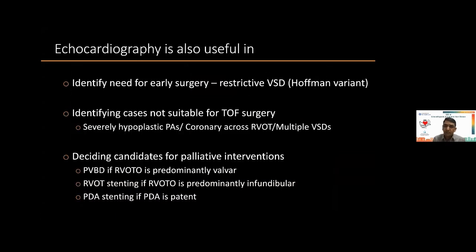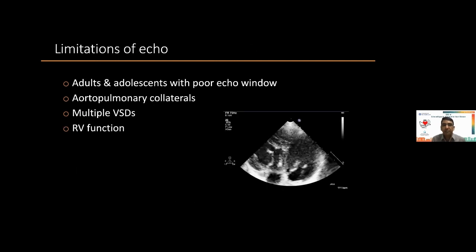surgery. So echocardiography is also useful, other than whatever I said, it's also useful in identifying the need for early surgery. As I said, restrictive VSD, identifying cases which are not suitable for TOF surgery if there is severely hypoplastic pulmonary artery, coronary crossing RVOT, or if there are large multiple VSDs in a young child. It also helps us in deciding candidature and the type of palliative intervention like PBVD, if the valvular stenosis is dominant, RVOT stenting if it is infundibular stenosis, and PDA stenting if PDA is patent.